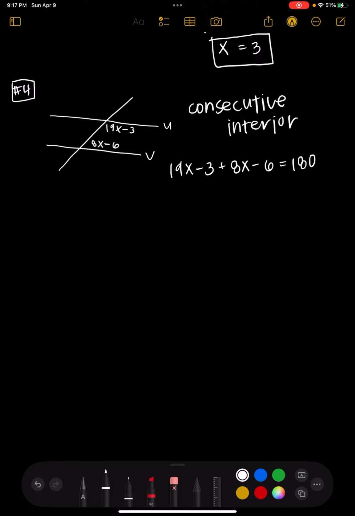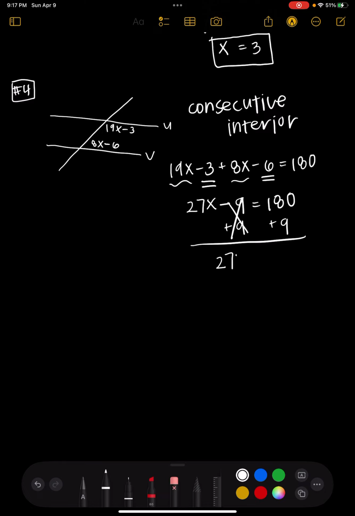And then we're going to combine like terms. So the 19x and the 8x would give me 27x. And then the minus 3 and the minus 6 would give me a negative 9. Has to be equal to 180. Now to solve for x, I'm going to add 9 to each side. The 9's cancel out over here. I'm left with 27x is equal to 189.